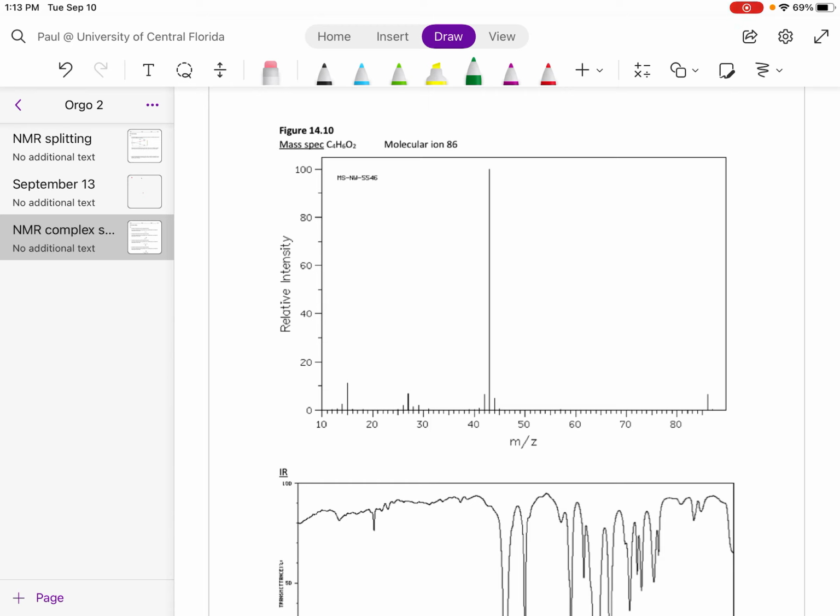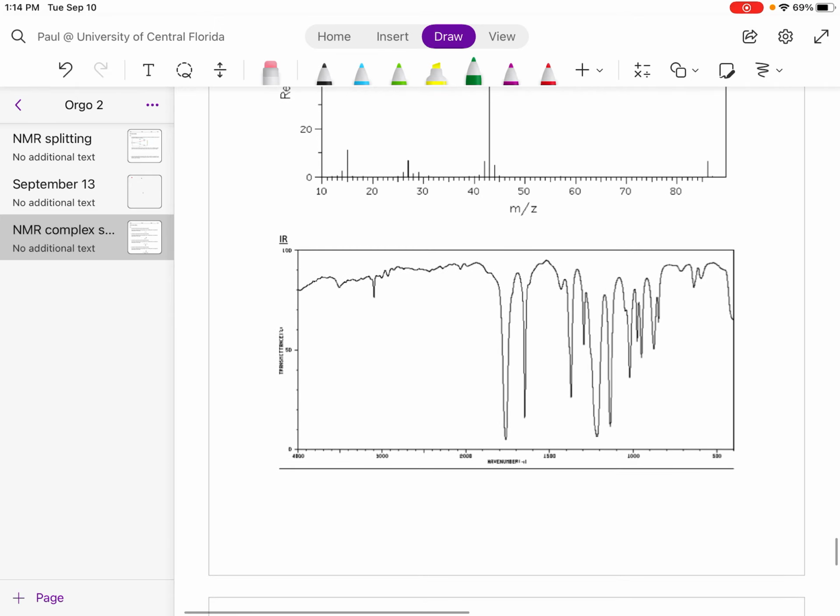So what's the first step when you see this here? We need to calculate the degrees of unsaturation. So we see C4H6 would be the formula here, because what do we do with oxygens? We just ignore that they're there, right? So 2 times 4 plus 2 equals 10, minus 6, divided by 2 is going to give us 2 degrees of unsaturation.